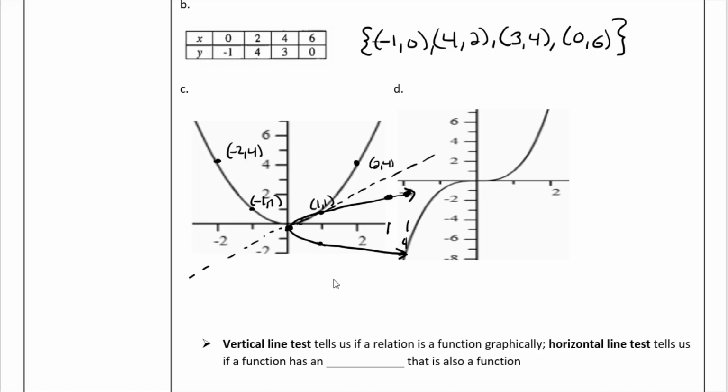So sometimes when you find the inverse of a function, it ends up not being a function itself. And we're going to actually talk about that. That's the horizontal line test. The horizontal line test tells us if a function has an inverse that is itself a function. And that's what the horizontal line test is for.